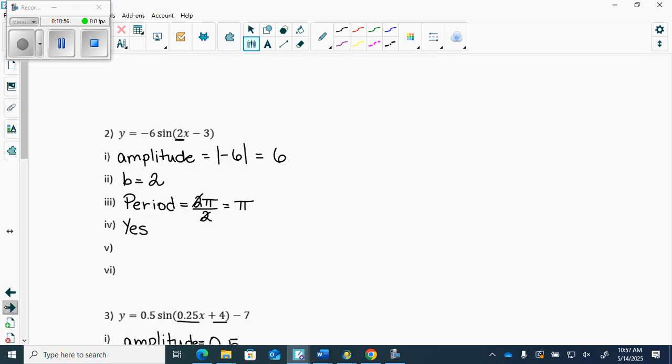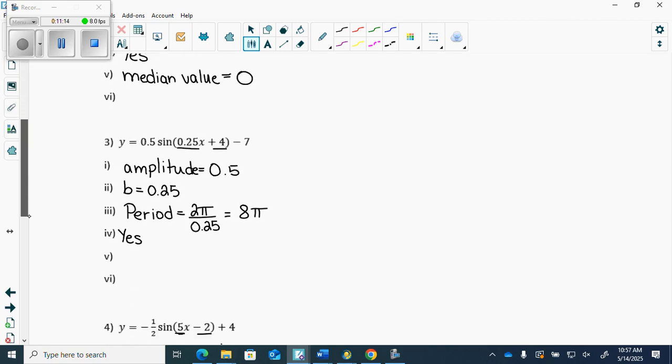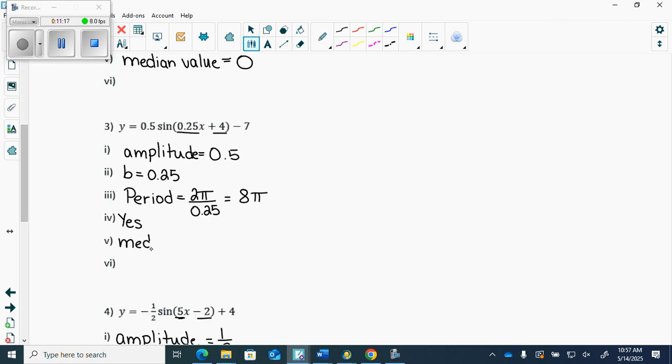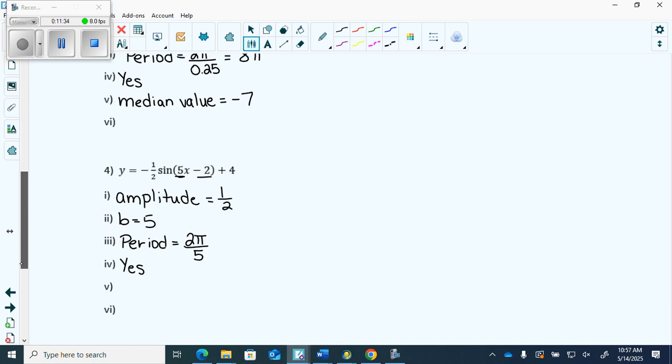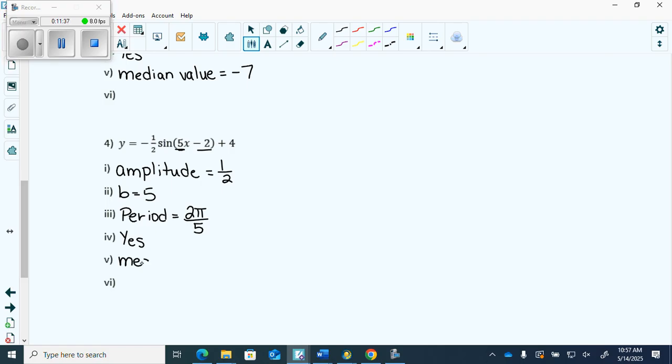Next one. What is my median value? On this one, what do I have at the back behind the bracket? Yeah, the median value is 0. It's the D value, right? What's my median value for this one? No. It's close to 7, but it's not 7. Negative 7. So your amplitude's always positive, but your midline or median value is just whatever D is. If it's negative, it's negative. If it's positive, it's positive. And then this one, your median value is what?